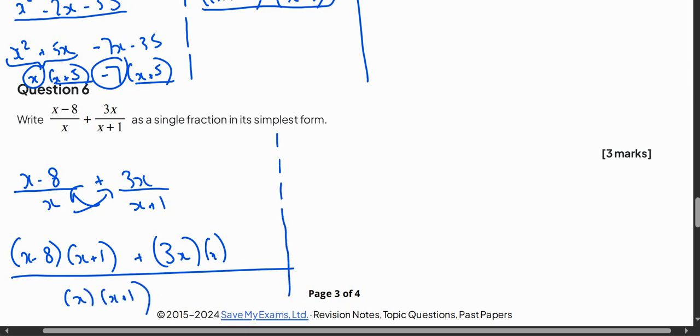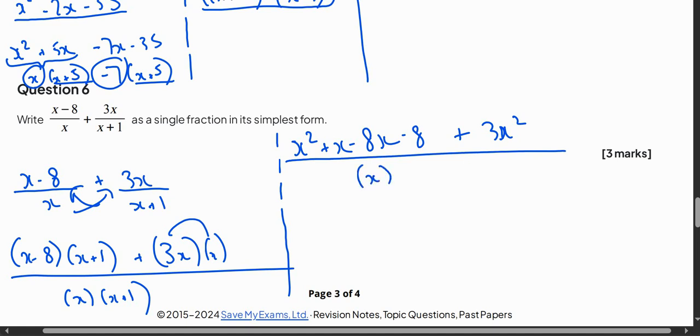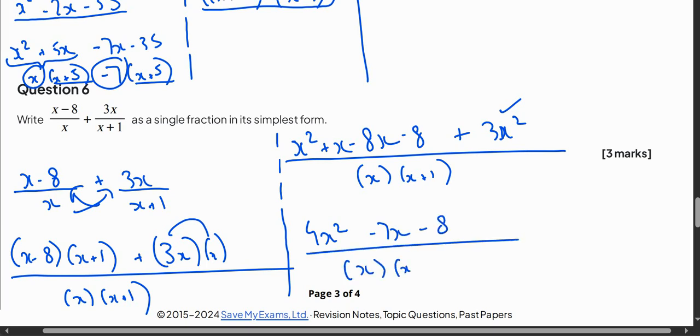Again multiply, x multiplied by x is x square, x multiplied by 1 is x, minus 8 multiplied by x is minus 8x, minus 8 multiplied by 1 is minus 8, plus 3x multiplied by x is 3x square upon x bracket x plus 1. Now x square plus 3x square is 4x square, x minus 8x is minus 7x, and then you have minus 8 upon x bracket x plus 1.